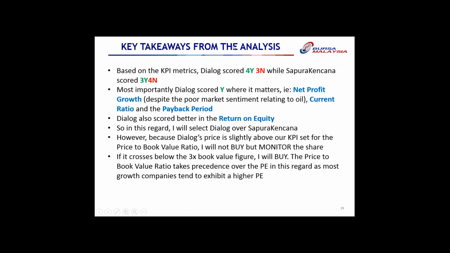So key takeaways from the analysis. For Sapura Kencana, 3 yes and 4 no. But most importantly, Dialog scored yes where it matters: net profit growth, current ratio, and the payback period. Dialog also scored better in return on equity. So in this regard, I will select Dialog over Sapura Kencana. But Dialog's price is slightly above our KPI set for the price to book value ratio, and therefore I will not buy but monitor the share.